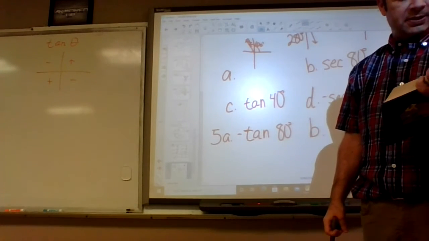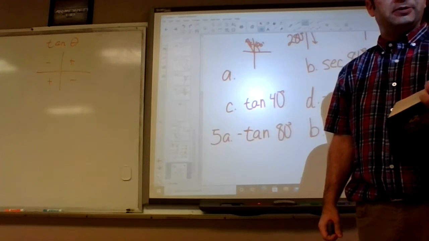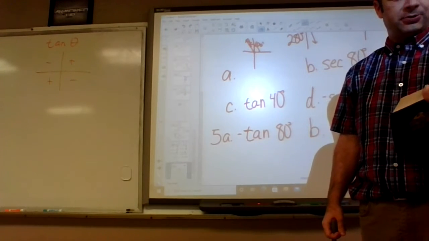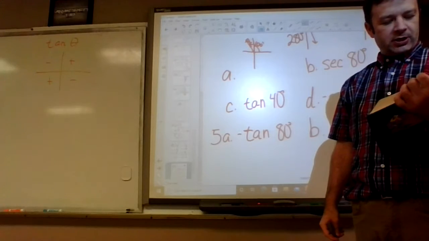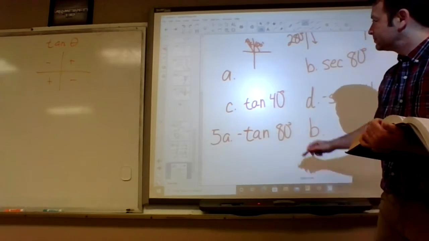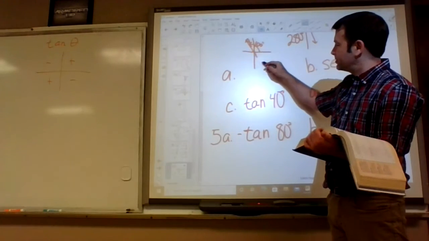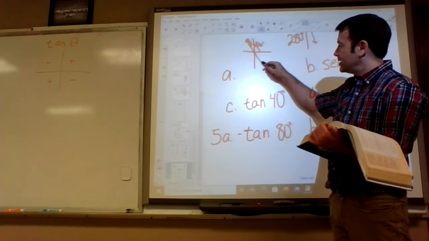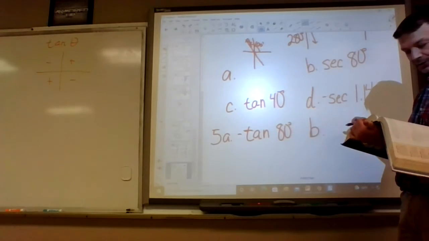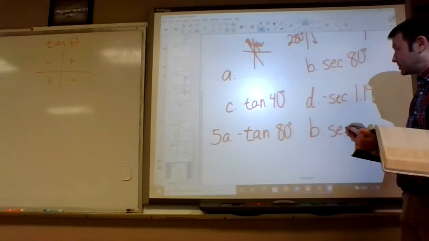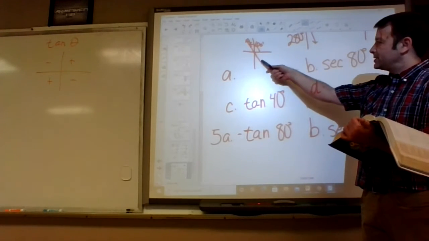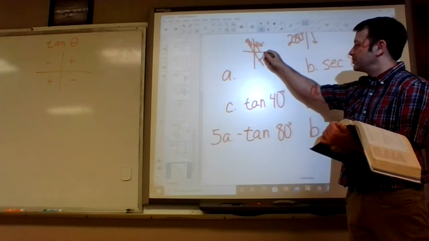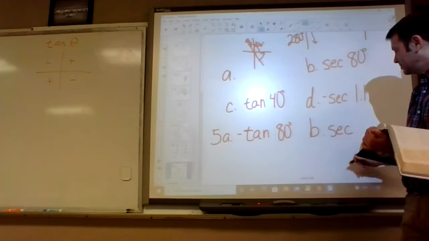B is secant. Secant is the reciprocal of cosine. Where is 290 at? Fourth quadrant. Yeah, there's 270 right there, some spot right there. Cosine is positive, so secant is positive, so I'm just going to put it as sec. 290 is how far short of 360? 70.